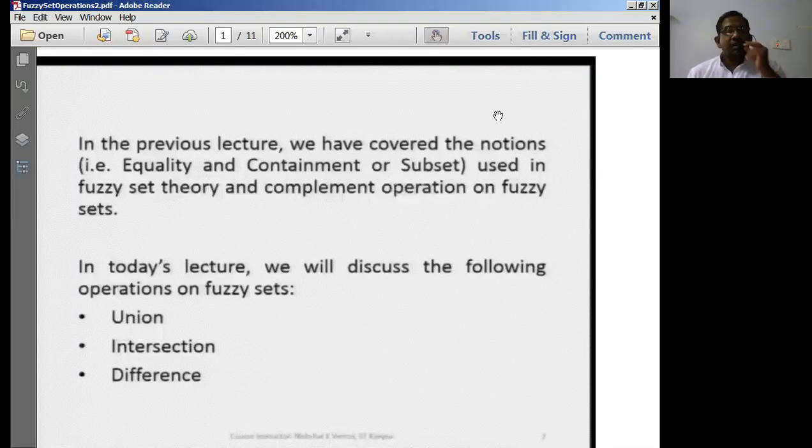Good morning, everyone. Welcome back to the online sessions on fuzzy logic and its applications. In the last session, we discussed some of the operations on fuzzy sets, such as complement and containment.